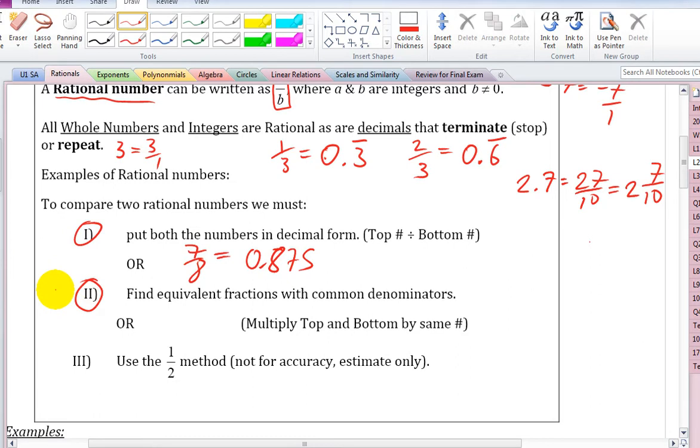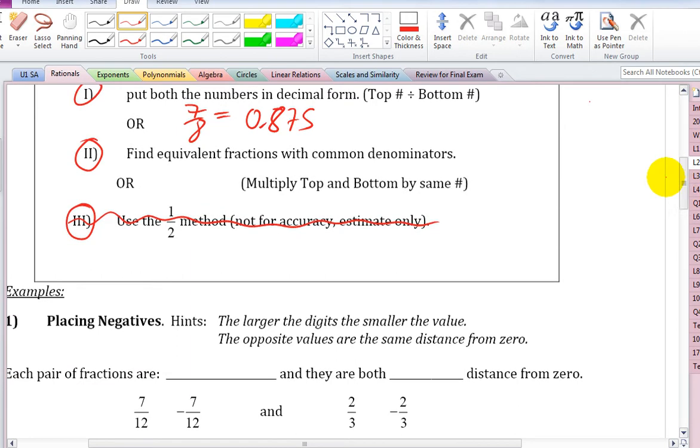Number two, this one you guys suck at because you just cheat on your calculator and always do number 1: find the equivalent fractions with common denominators. This one, I wouldn't really use the half method. Just cross that off. I don't really like that one too much. Your textbook will use it for one question.